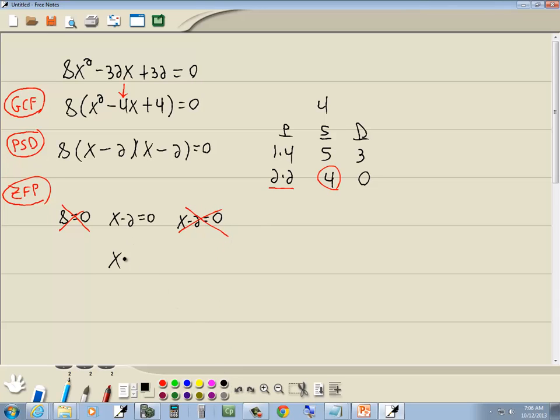So if I solve this one, take the negative 2 over, we get a positive 2, so our answer is x equals 2.